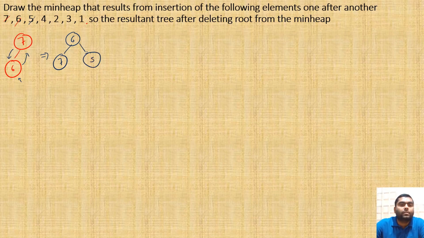So again there is a problem at this node, because the minimum should be at the root. So here is a problem. This will go there and this will come over here. So the tree after this step is 5, this is 7, the same, and this will be 6. Okay, now next is what?